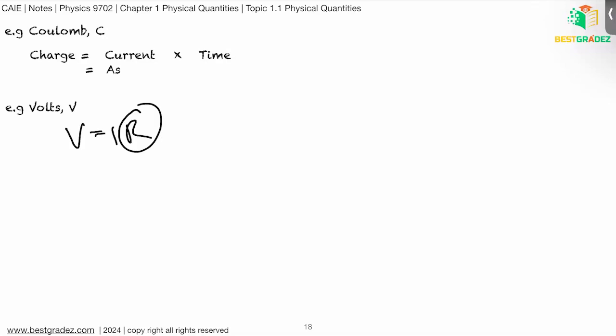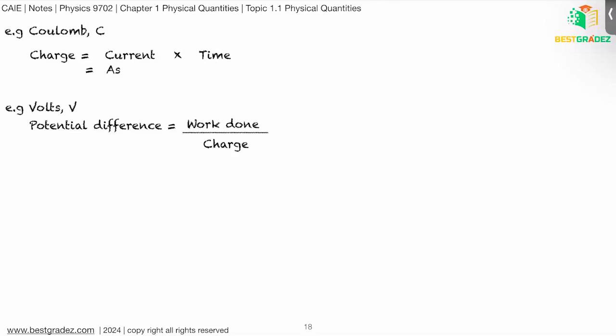What do you think the answer will be for Coulomb? If I want you to express Coulomb in terms of base units, it would be current into time, so ampere into second. A common mistake would be using V is equal to IR. R comes in there, and R is again going to be a challenge. There are different ways to go about it. You can use a simple definition of voltage, which is work done per unit charge. So from the previous slide, we know work done is kg m square s minus 2, and we know charge is AS. If we simplify, the s goes up, becomes minus 3, A goes to the denominator and becomes minus 1.